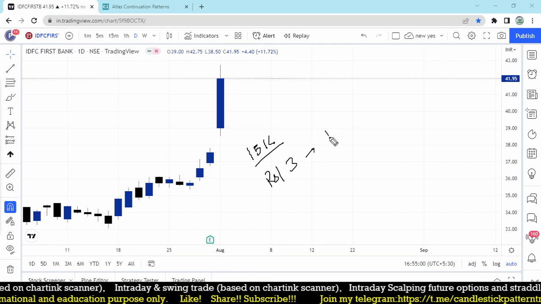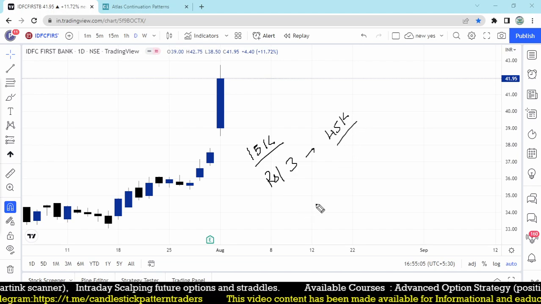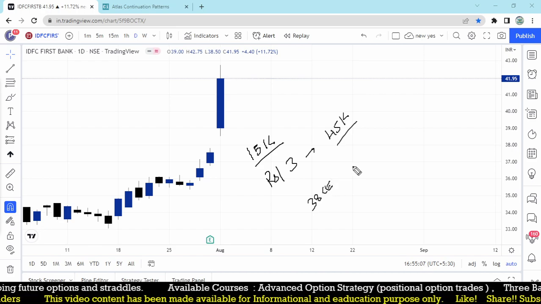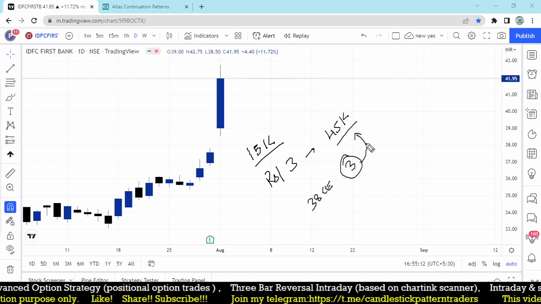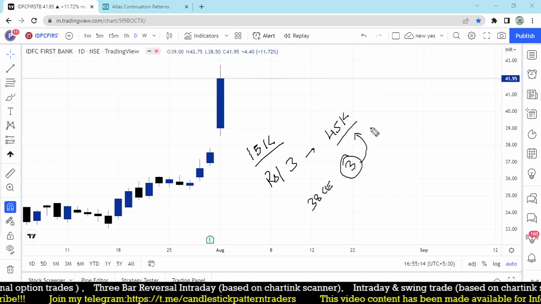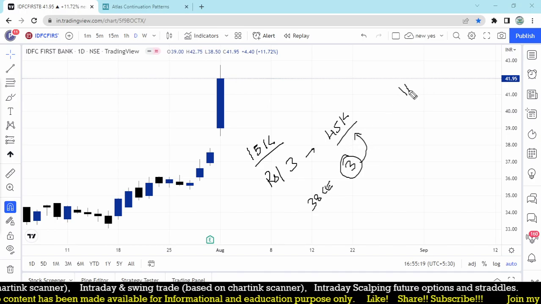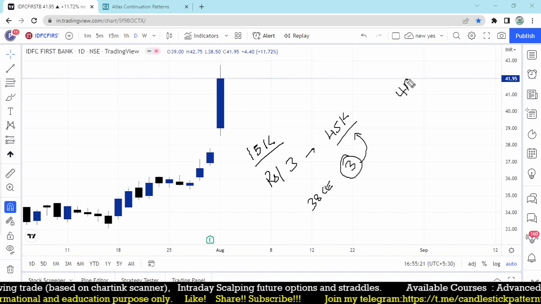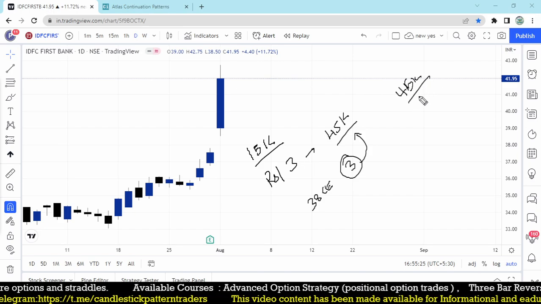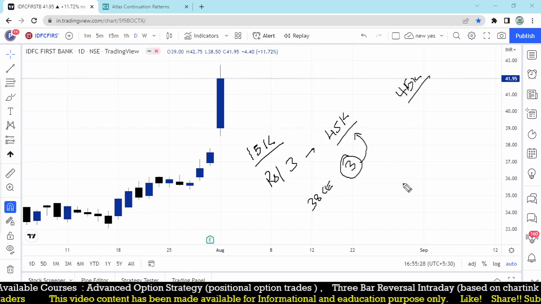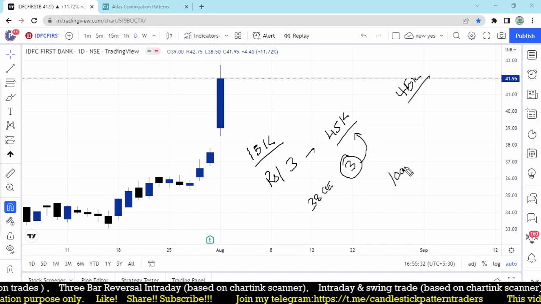So where I bought around 3 rupees, that's your question. I invested 45k in this particular option, the 38 call option which I took at 3 rupees, right? The lot size for IDFC First Bank is around 15k, and the investment required to do the trade is 45,000 rupees. I took the position around 10 o'clock, let us assume. By 10 a.m. I got the trade.